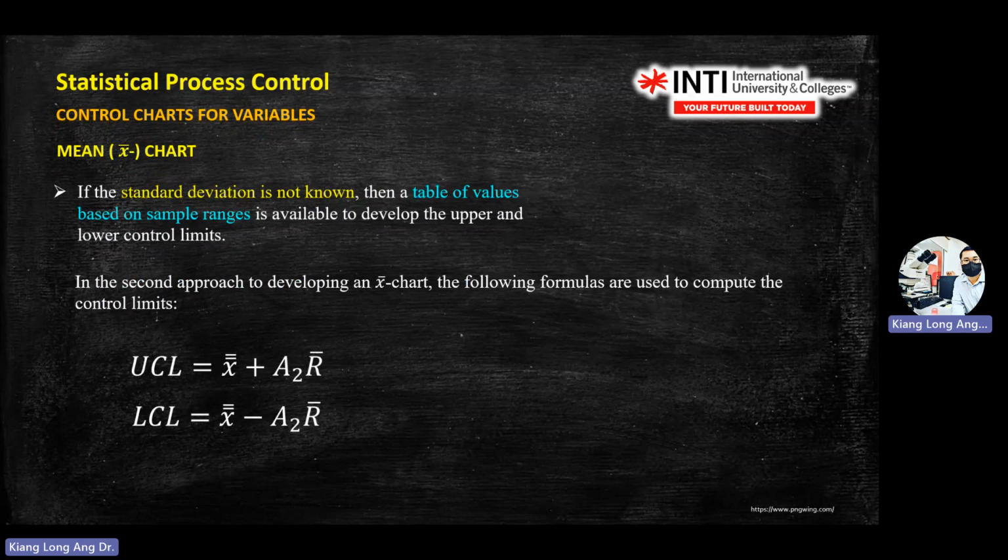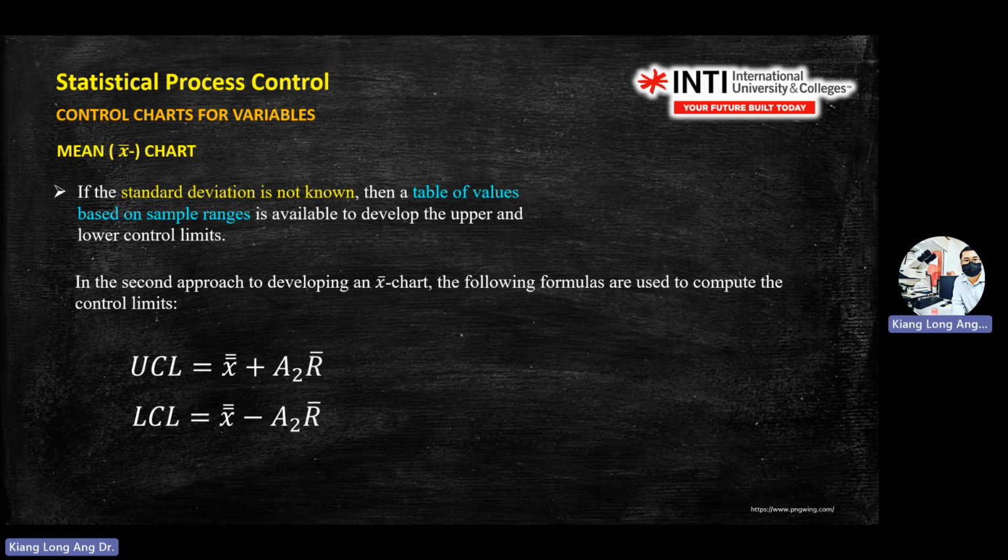So just now the standard variation is known. What if the standard variation is unknown? If the question tells you standard variation is unknown, then you use another equation where you need to use a standard table for this calculation. So you change the equation a little bit. There are two unknowns, A2 and R. You no longer use the Z value because your standard variation is unknown.